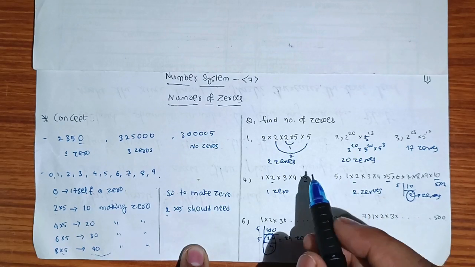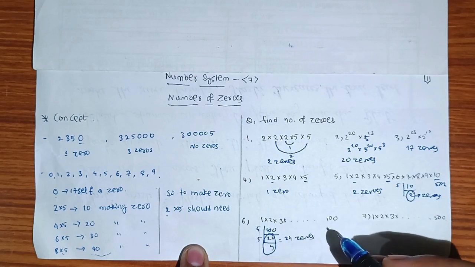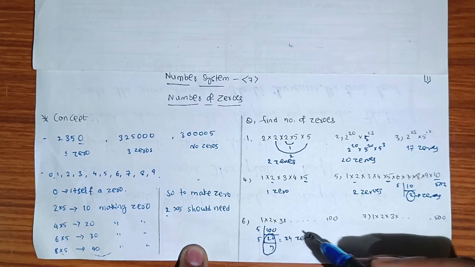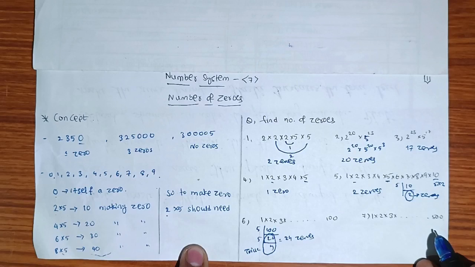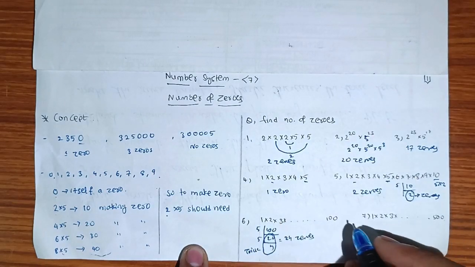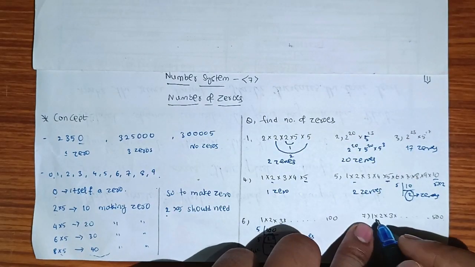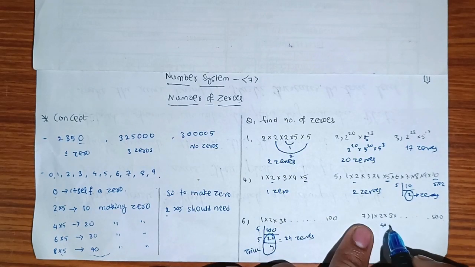So you can try it this way also: you need to check how many 5s are there, then you can do it by that one, or you can do it by this one. So this is the trick. Suppose you need to find up to 500, it will take more time, so use this one. Now we have 1 cross 2 cross 3 up to 500, the max is 500.